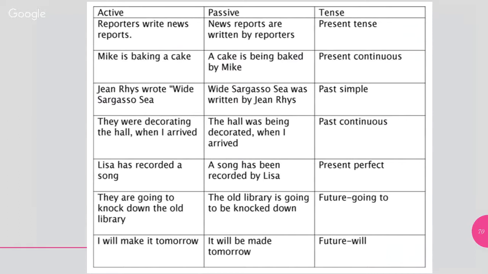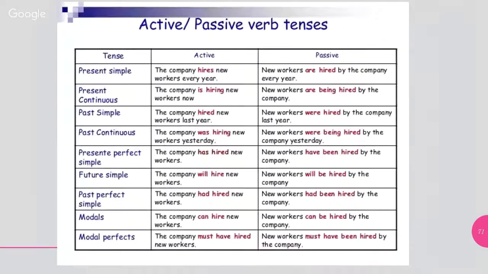Please note, when you have a complex sentence, the voice is changed only for the main clause, not for the subordinate clause. Lisa recorded a song. A song has been recorded by Lisa. They are going to knock down the old library. The old library is going to be knocked down. I will make it tomorrow. It will be made tomorrow.